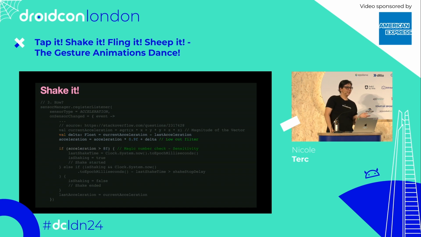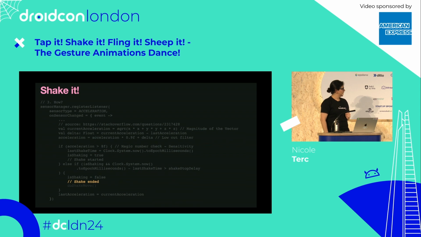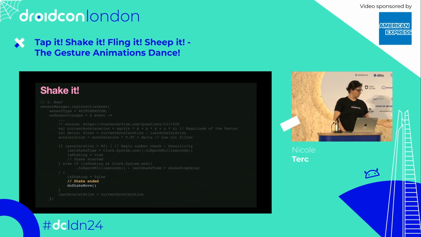Once we have that, we're going to do a magic number check, which basically means the higher this number is, the harder you will need to shake your device in order for the shake to be detected. If you're higher than this number, it means that you are shaking. If it is lower than that and you were already shaking, this means that you stopped shaking, right? And there, in that shake ended, is where I want to do my shake move.